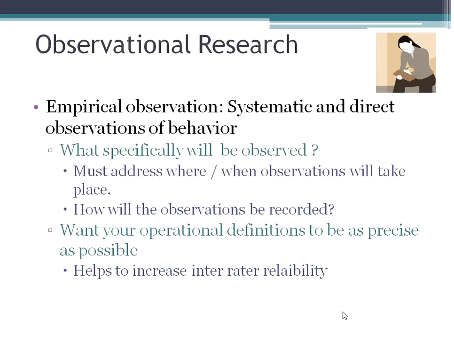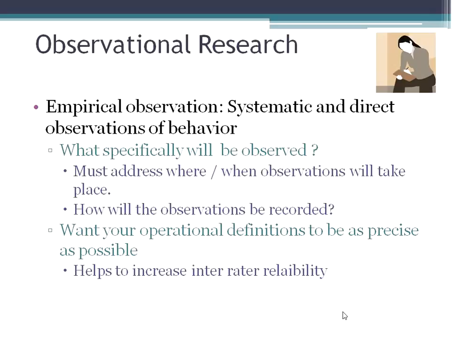Now, we talk about observational research. We want our observational research to be empirical, so we want it to be systematic and direct. We have to think about in advance exactly what behavior we're going to be observing, where it's going to take place, how are we going to record the information, are we going to videotape it, are we just going to have coders to code on a coding sheet, and we need to have precise operational definitions.